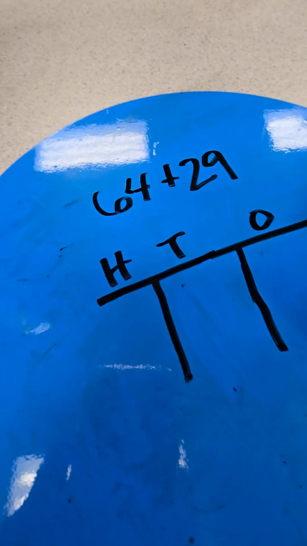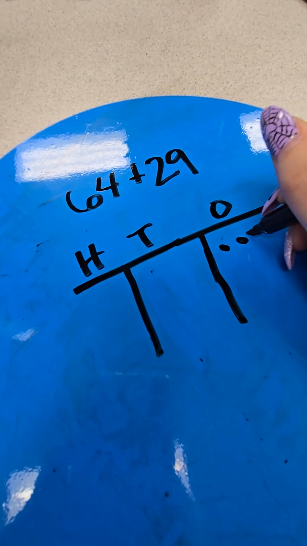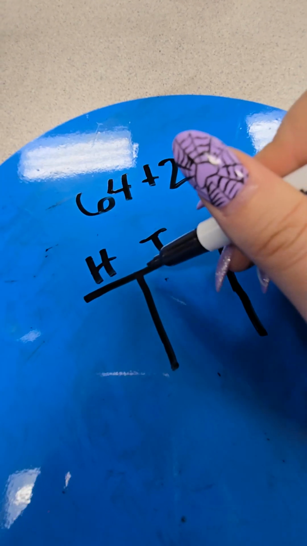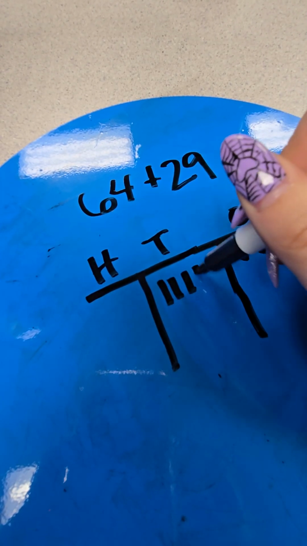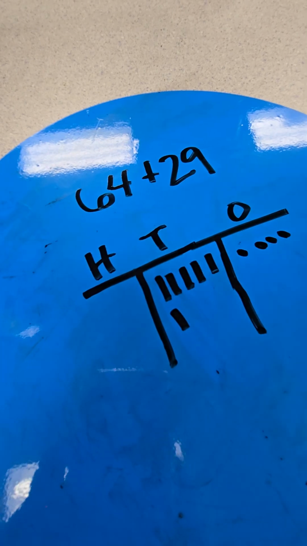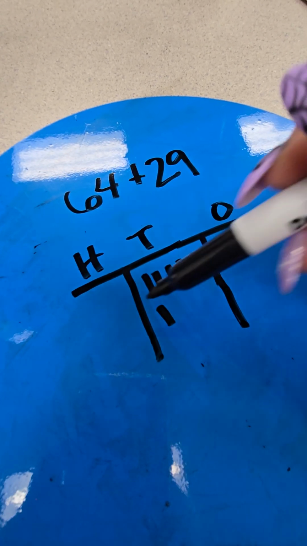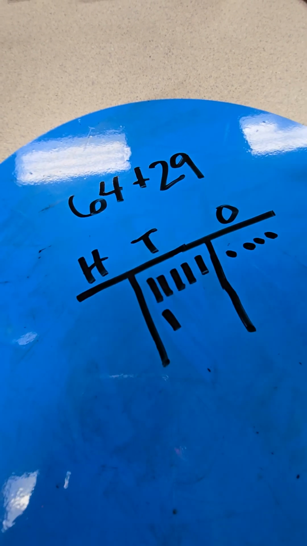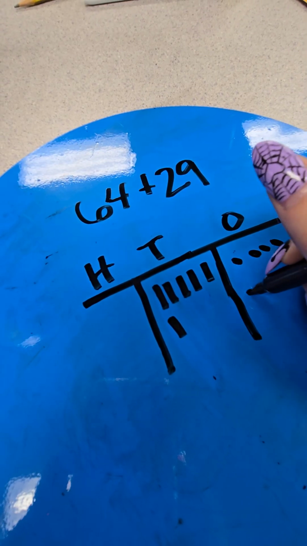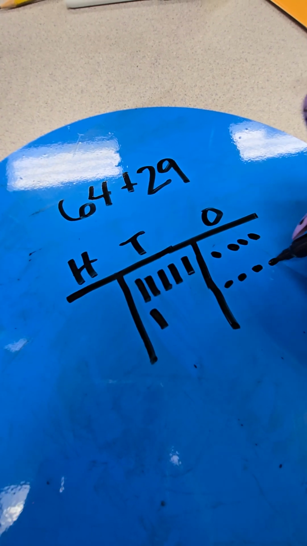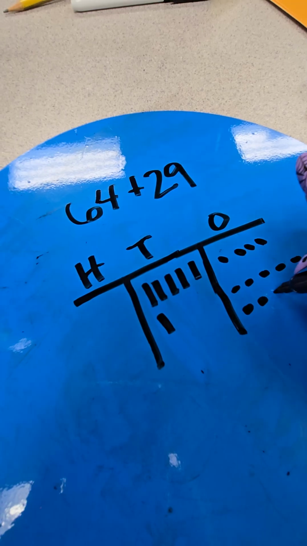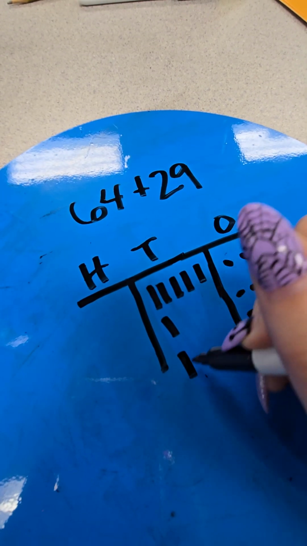So first I'm going to draw my number 64. I have 1, 2, 3, 4 ones, 10, 20, 30, 40, 50, 60 tens. I have my 60. Now I need to draw my 29. 1, 2, 3, 4, 5, 6, 7, 8, 9, 10, 20.